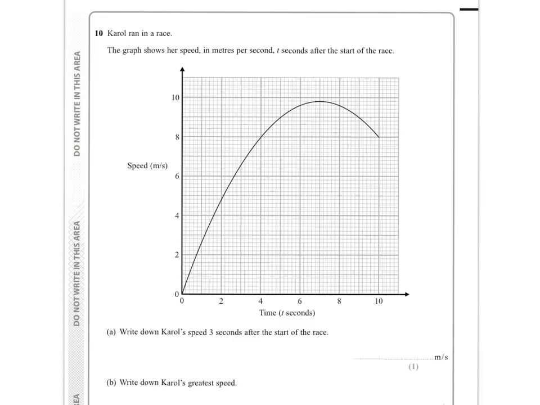Question 10. It says Carol ran a race and the graph shows her speed in meters per second, t seconds after the start of the race. The first part of the question is write down Carol's speed 3 seconds after the start of the race. Well, let's go to 3 here. In the exam you would draw a dotted line, read across, and then look very carefully at the scale. There would be 7, so it would be 6.2, 6.4, I would go with 6.6 meters per second.